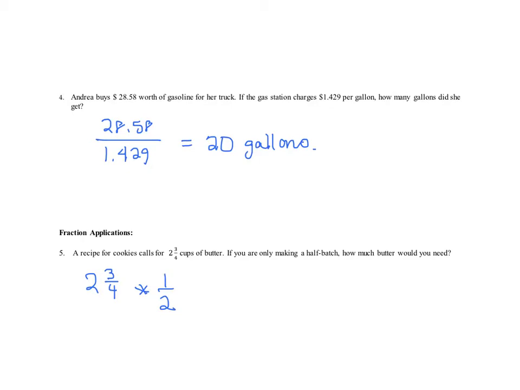Okay, so here we go. I'm going to change mixed to improper. This will be 11/4 times 1/2. So if we multiply across, we get 11/8. Now that means nothing to me in cooking. So what I'm going to do is change it to a mixed number. 8 goes into 11 once with 3 left over.